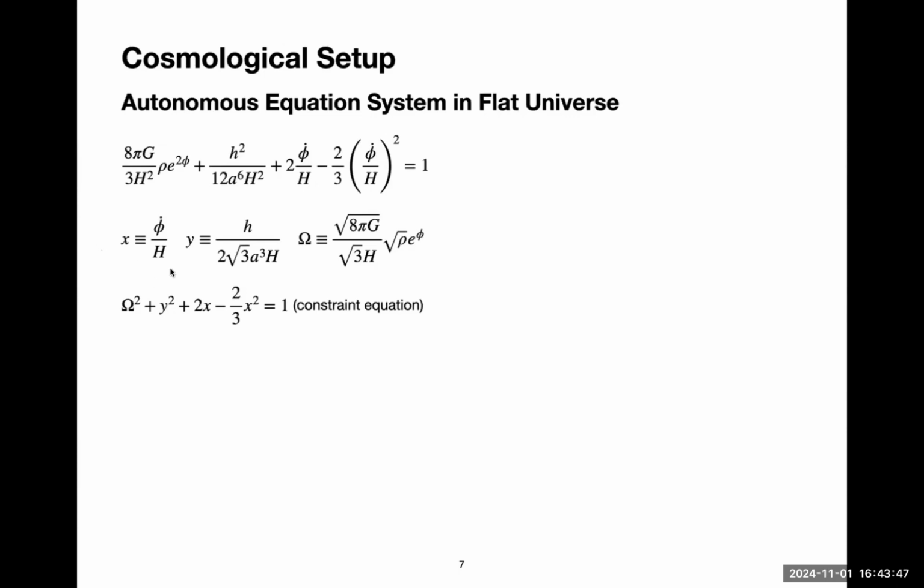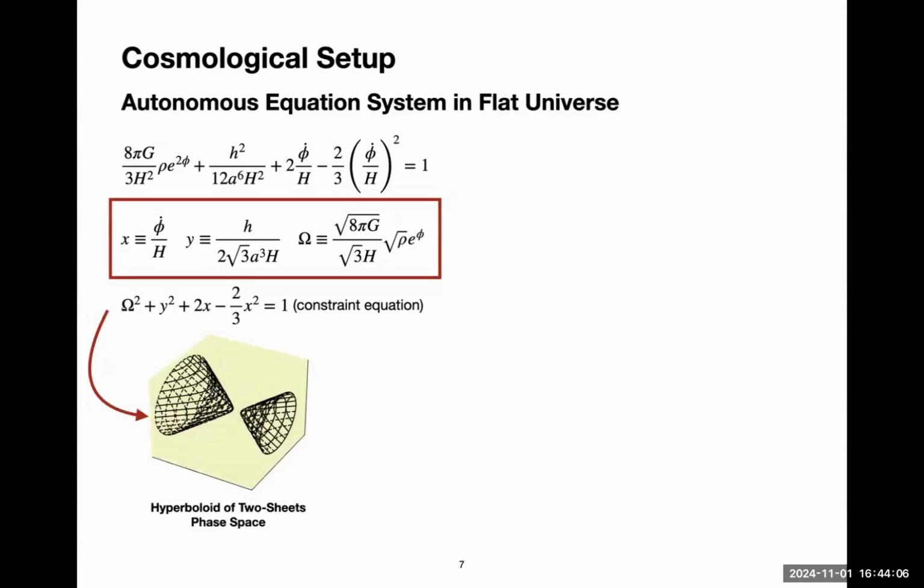In order to do that, we take the kinetic energy part as x, the flux contribution as y, and the energy density part as omega. And by rewriting the Friedmann equation, we arrived here. You see the constraint equation, which defines the geometry of the phase space. In this case, it gives a hyperboloid of two sheets phase space, which already shows an interesting feature, because it's not very common to find a phase space geometry like this in usual cosmological models. So it's already intriguing to work on this model and continue to work on this model.